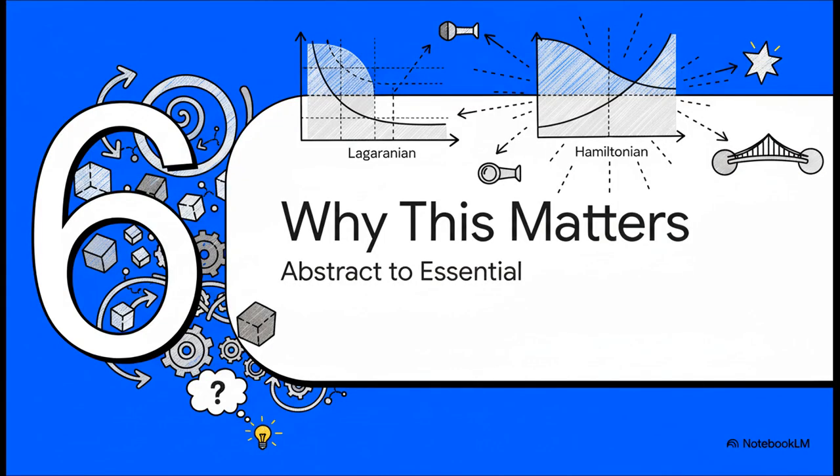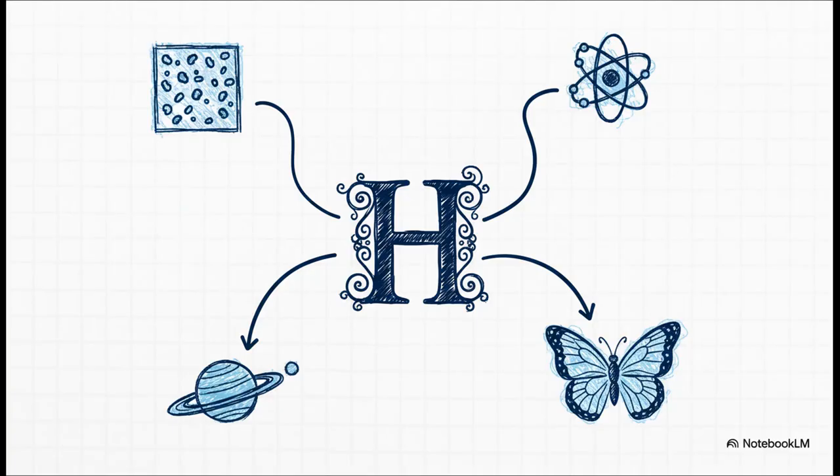Okay, I know what you might be thinking right about now. All right, that's a neat math trick, but so what? Why on earth would physicists go through all this trouble just to swap a few variables? And that is a totally fair question, but the answer is this change in perspective isn't just neat. It's not just a party trick. It is absolutely essential to modern physics.